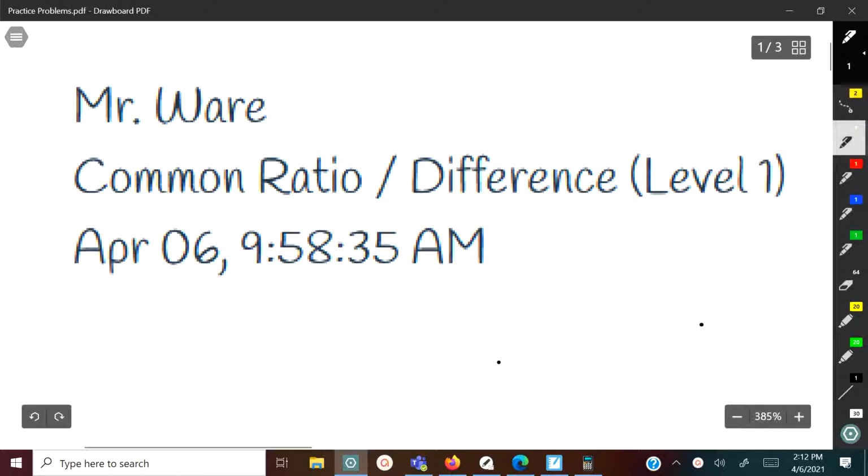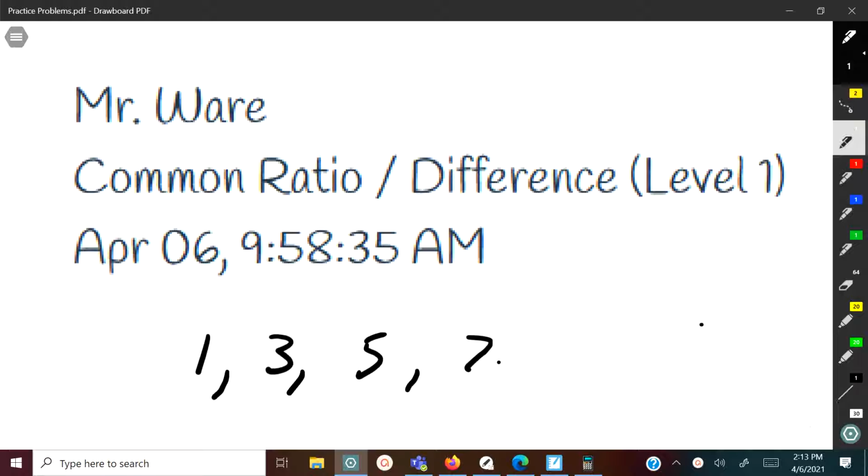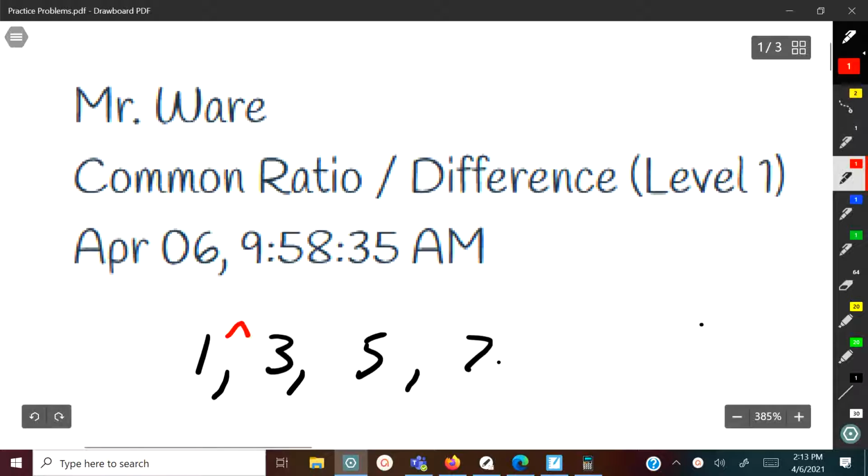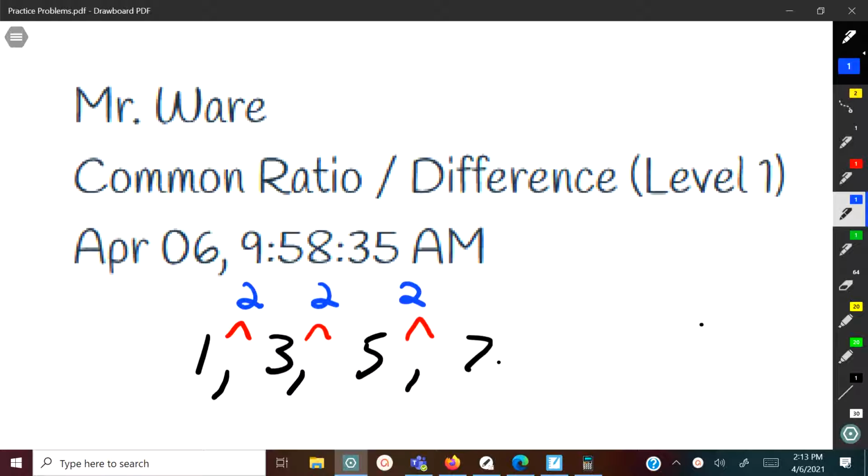So let's say you have a sequence, and the sequence is 1, 3, 5, 7. Okay, so this is a sequence. It looks like odd numbers. This is exactly what it is, odd numbers. But the question is, what is the change between each one of these numbers? Well, it's going up by 2. So the common difference between each one of these is 2.